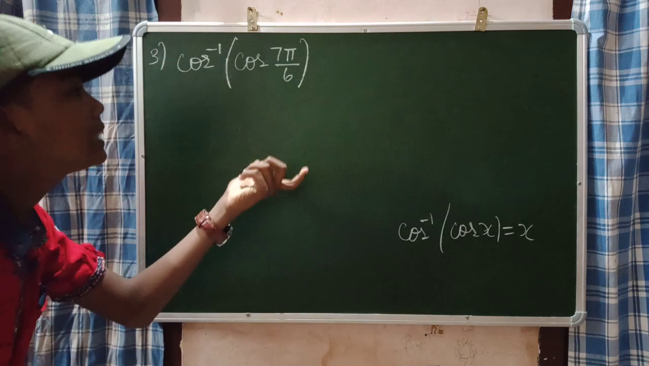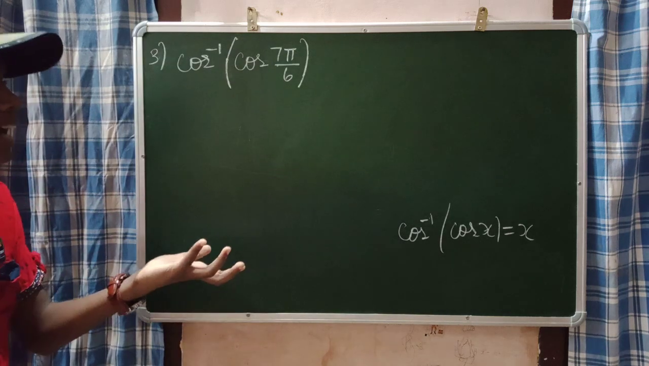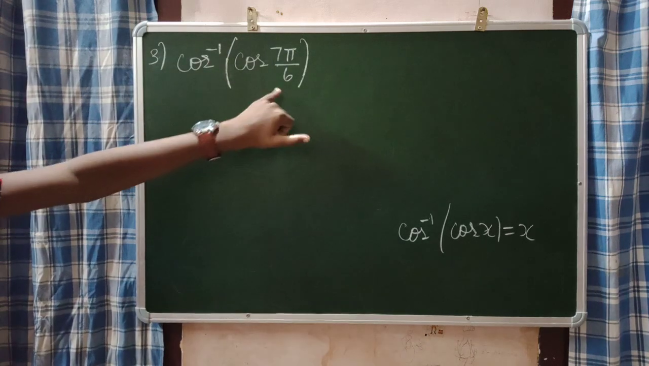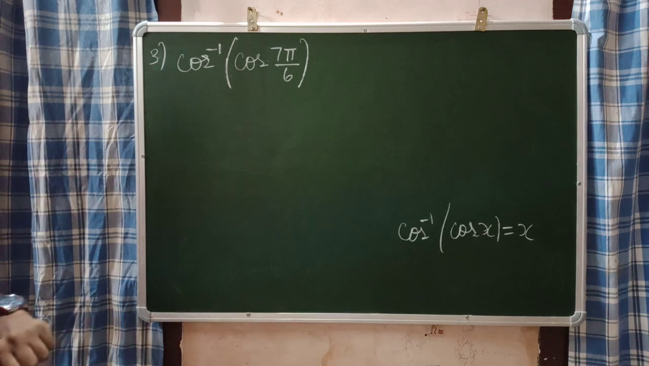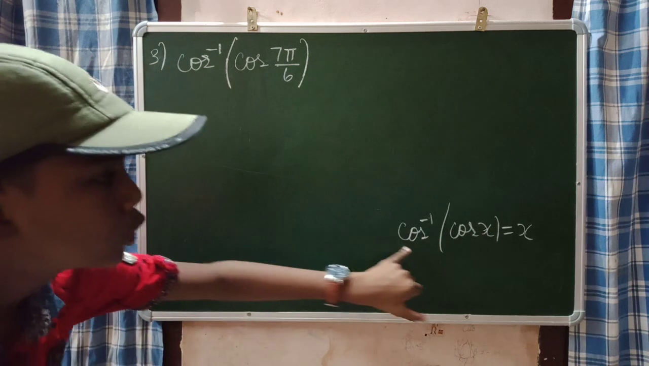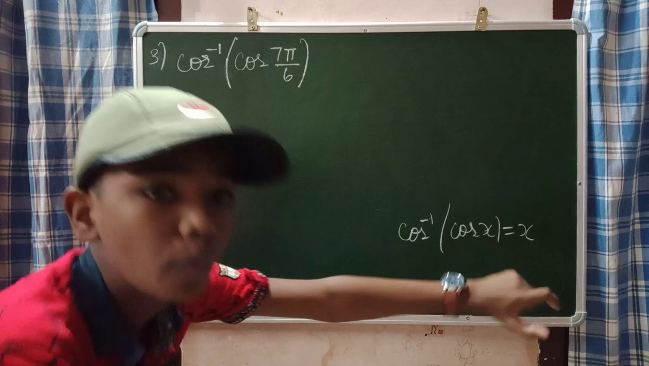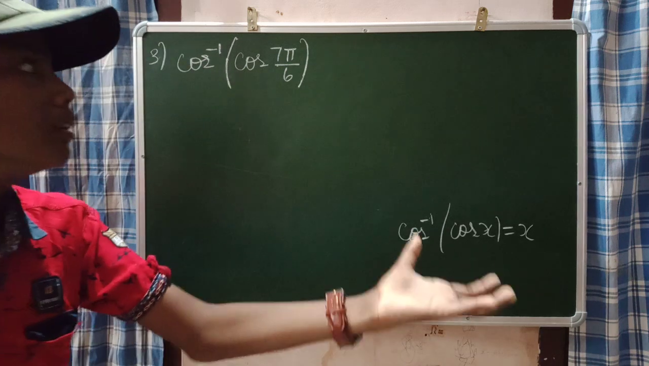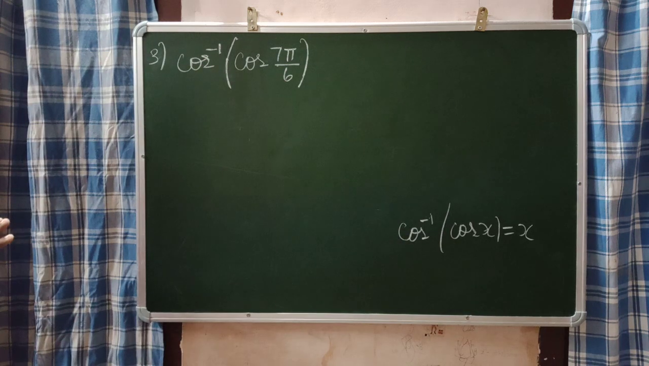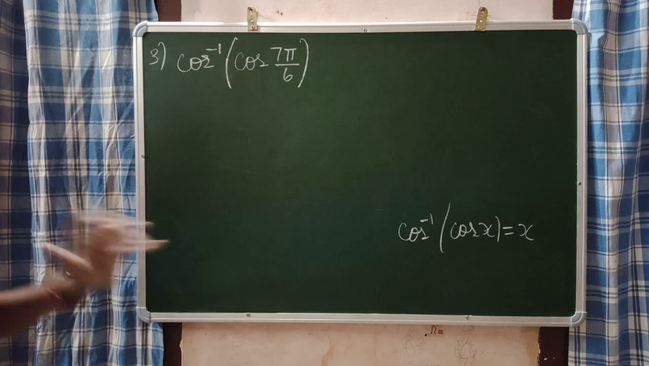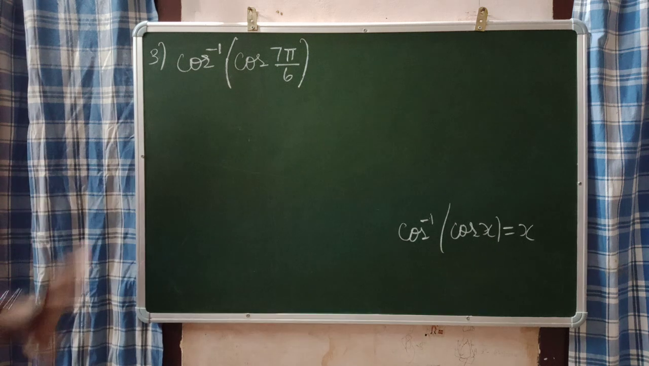So, if 7 pi by 6 does not lie between 0 to pi, I can't directly write this as 7 pi by 6. This property is only helping when cos inverse of cos x will be equal to x only when x lies in the interval of 0 to pi. So, 7 pi by 6 does not lie in 0 to pi, so the answer would not be 7 pi by 6.